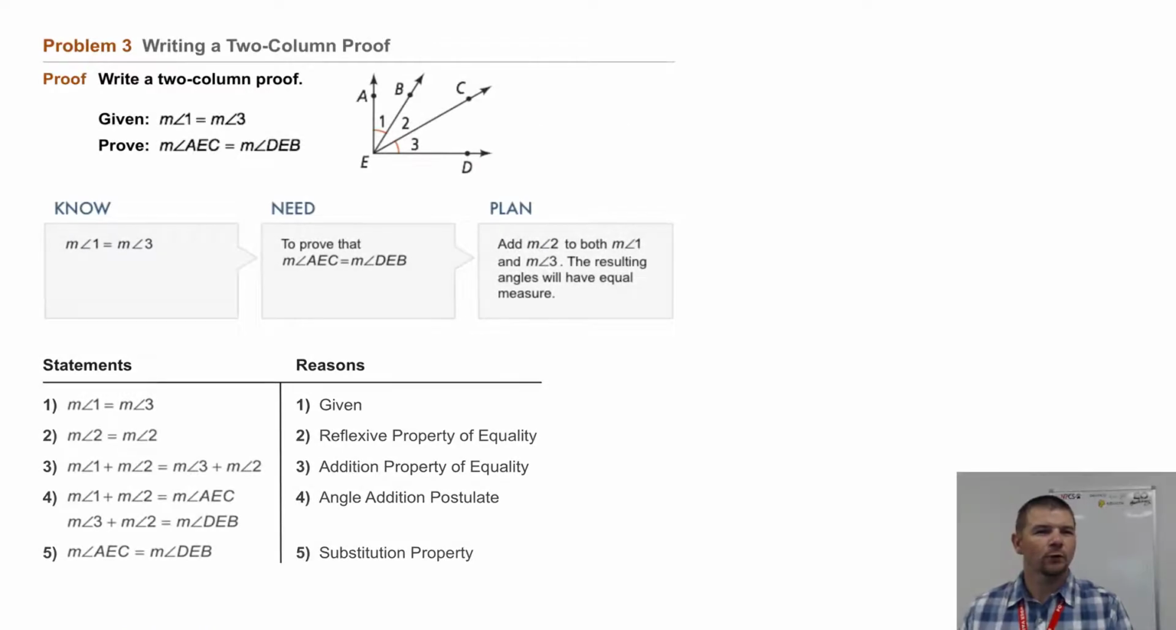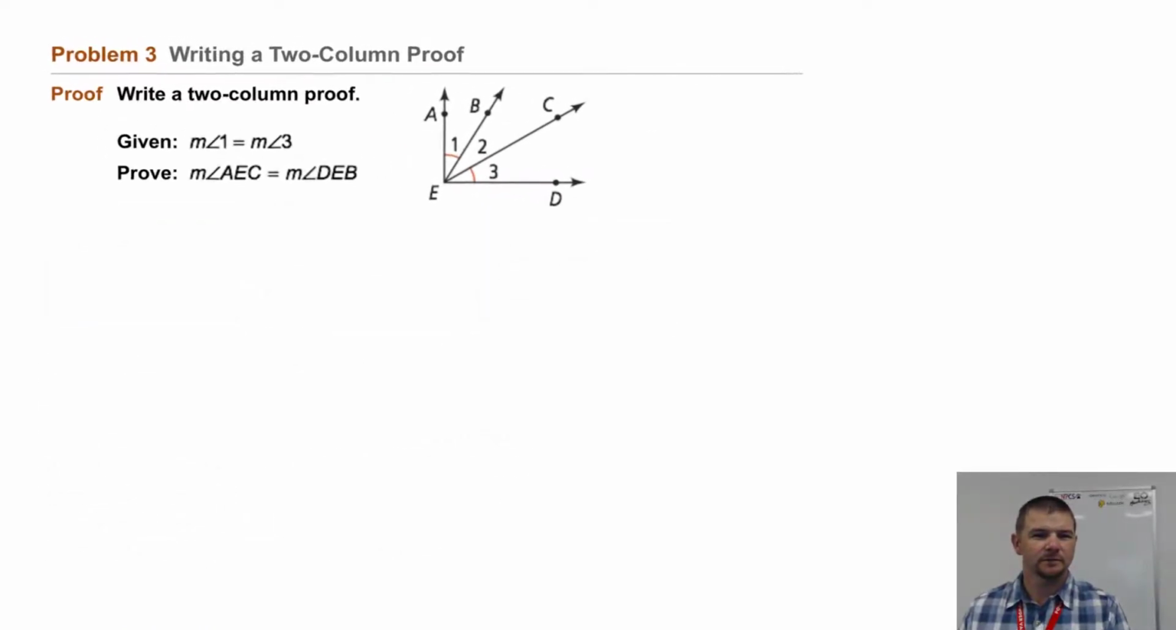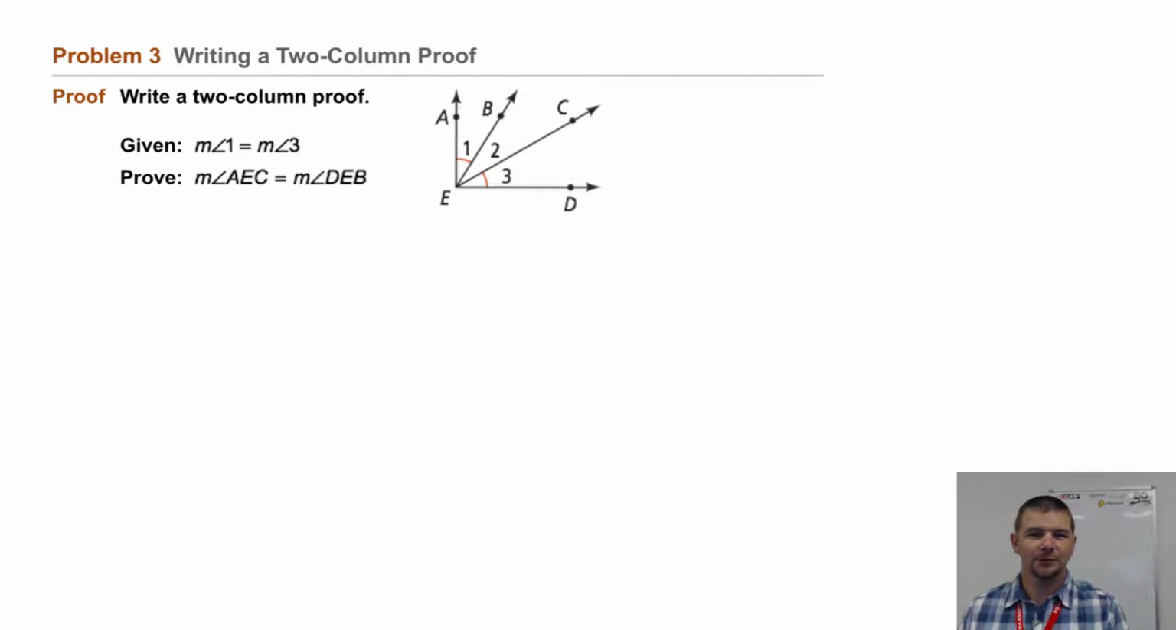Problem 3. Writing a two-column proof. Write a two-column proof. Given the measure of angle 1 equals the measure of angle 3, prove that the measure of angle AEC equals the measure of angle DEB.